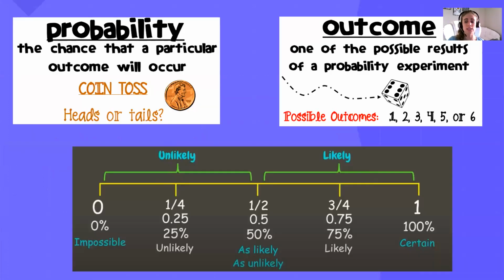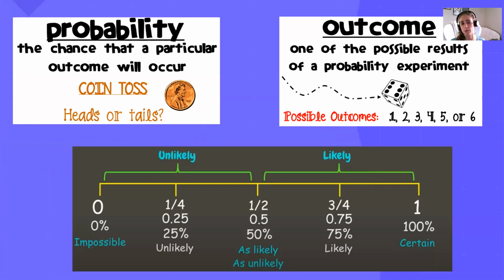Probability is the chance that a particular outcome will occur. So if we have a coin toss, is it going to be heads or tails? And then that outcome is one of the possible results of that probability experiment. So if we toss a six-sided die, our possible outcomes are 1, 2, 3, 4, 5, or 6.